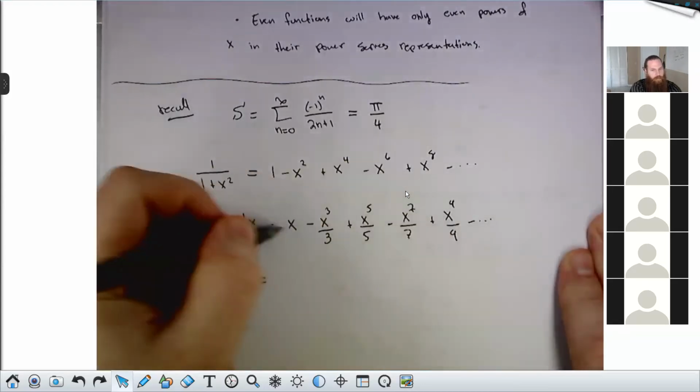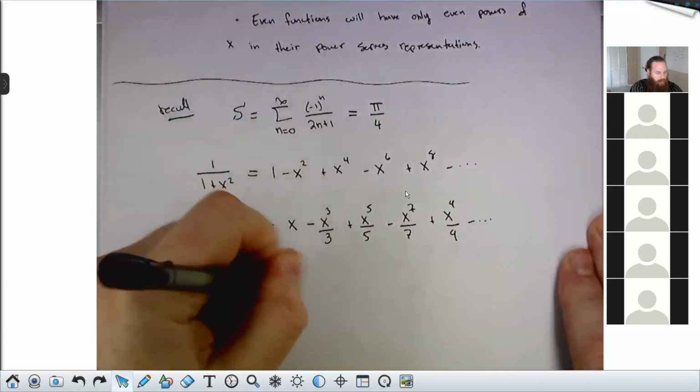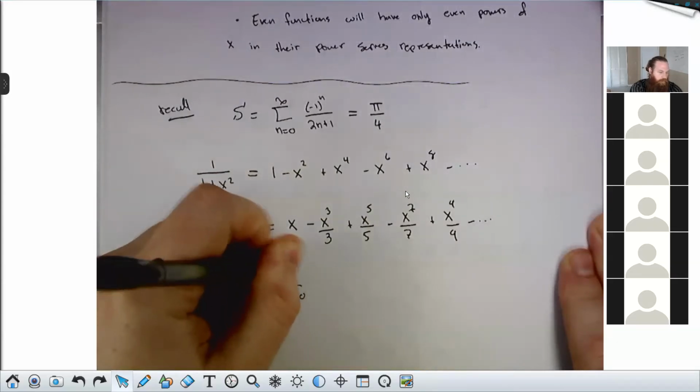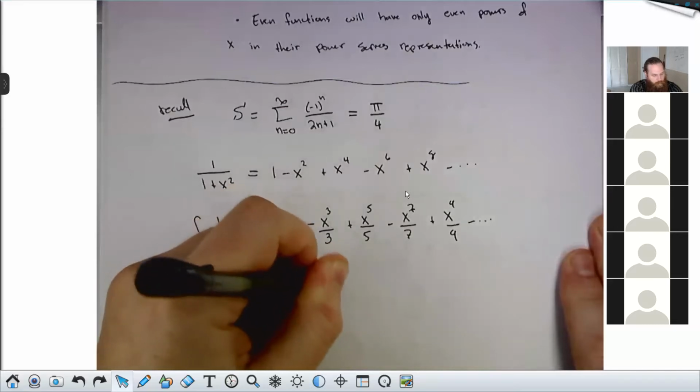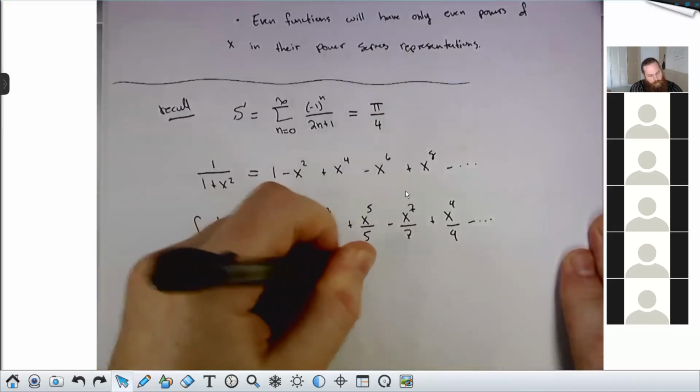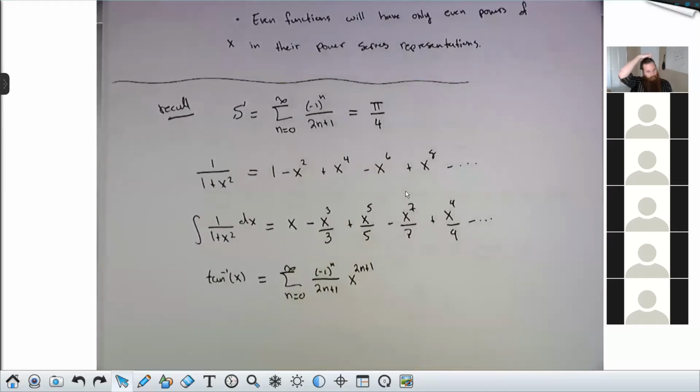And if I put this back into sigma notation, that's the sum from 0 to infinity, negative 1 to the n over 2n plus 1 times x to the 2n plus 1. All right, when n is 0, you get negative 1 to the 0 divided by 1 times x to the 1, that's x. When n is 1, you get negative 1 to the 1 divided by 2 times 1 plus 1, that's negative 1/3 times x cubed.